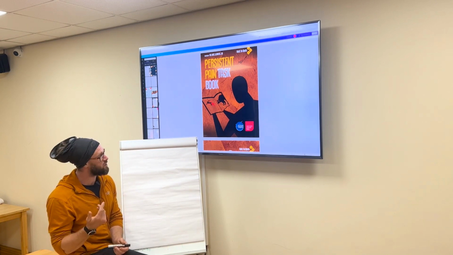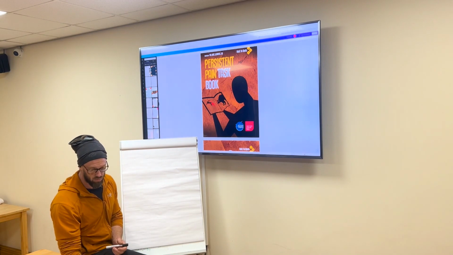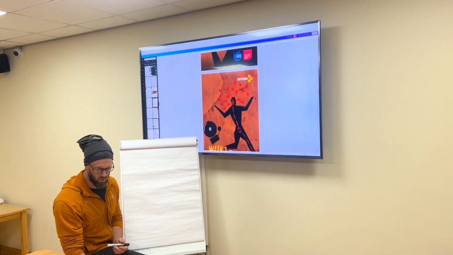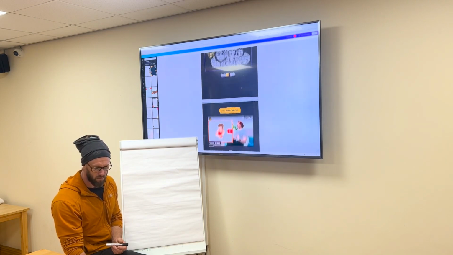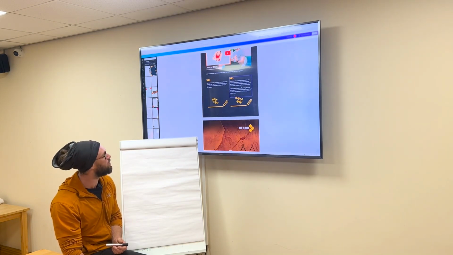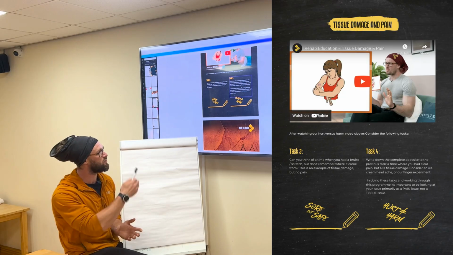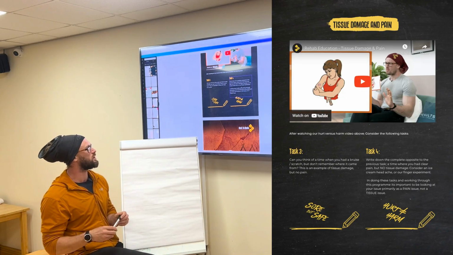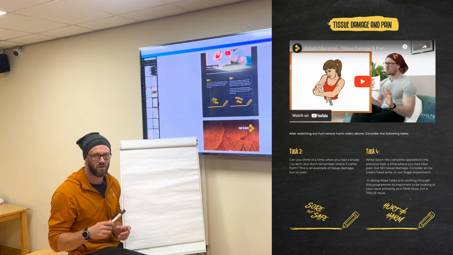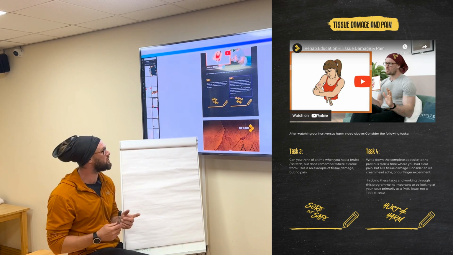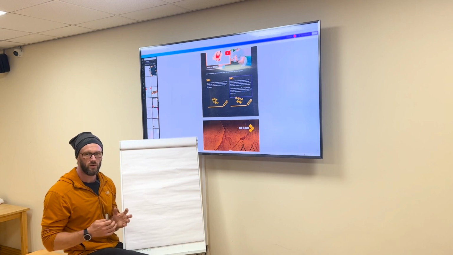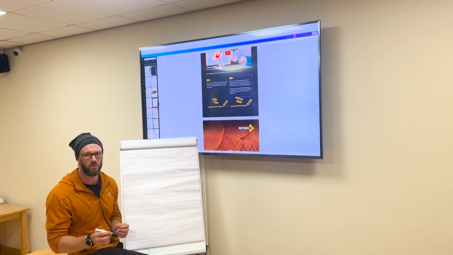Now, if, for example, you were doing a pain rehabilitation program with myself, then you might be encouraged to explore some tasks. For example, I've got one here. Can you think of a time when you had a bruise or a scratch, but you don't remember where it came from? This is an example of tissue damage, but no pain.